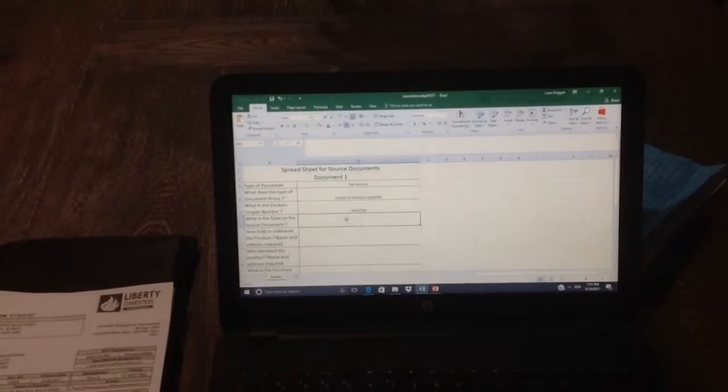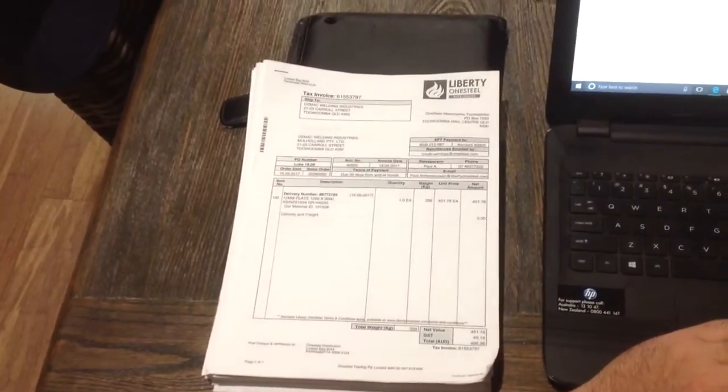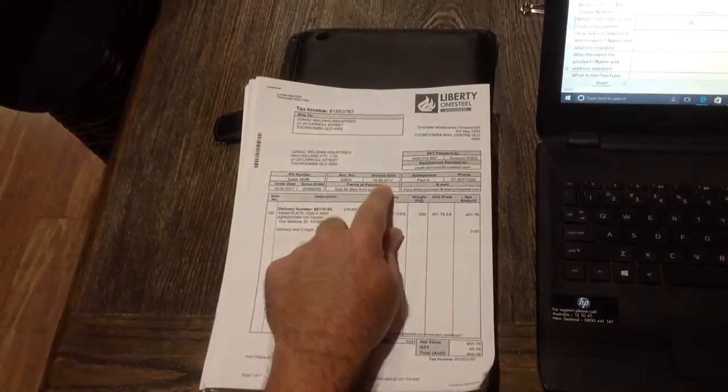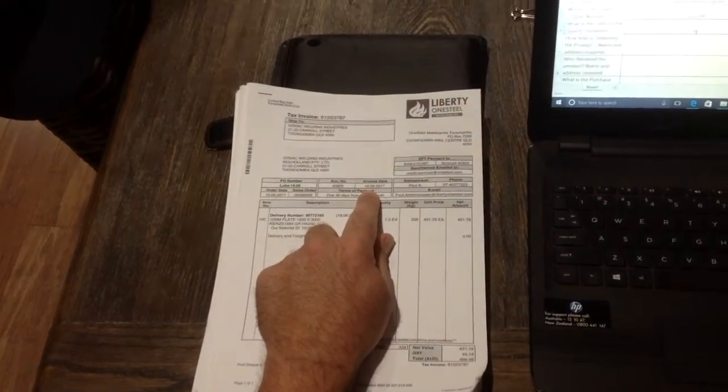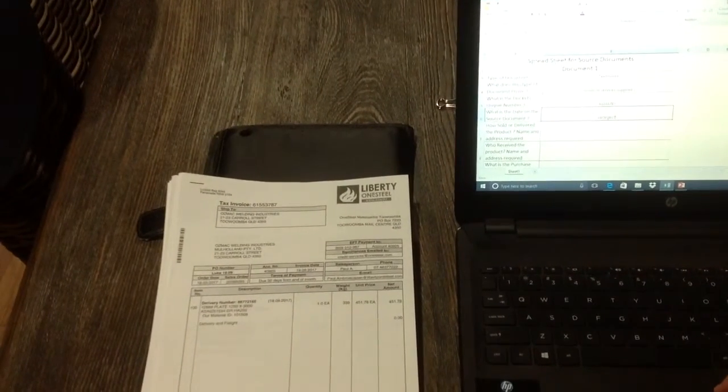The next thing we're looking for is the date that the source document was produced. If we have a look on the One Steel Liberty, the invoice date was the 19th of the 9th, 2017.